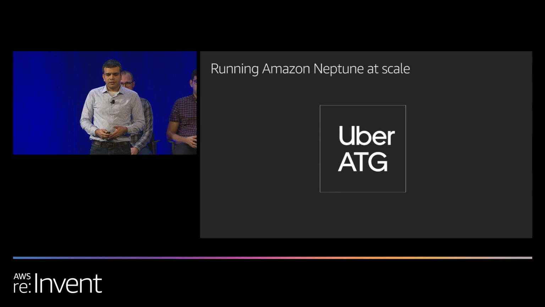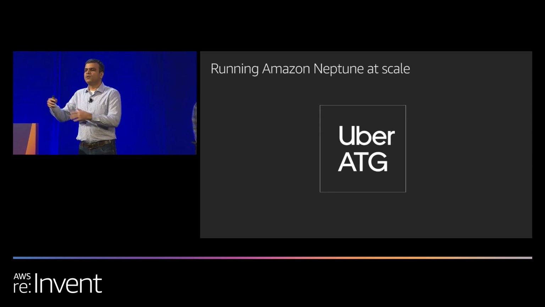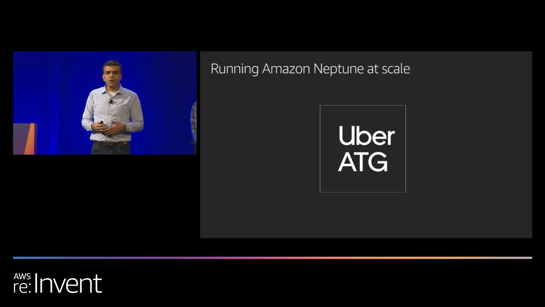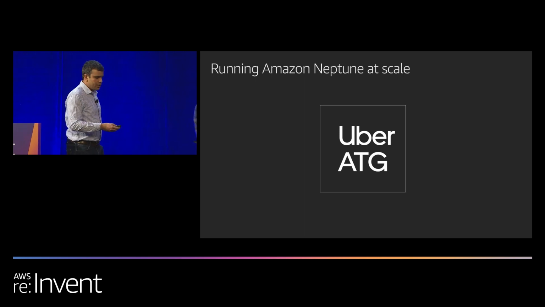Now, let's switch gears. We talked about how a customer moved their workload to Neptune. Now let's look at how Uber Advanced Technology Group runs Neptune at scale. And for this, I invite Yaz to walk us through their use case.